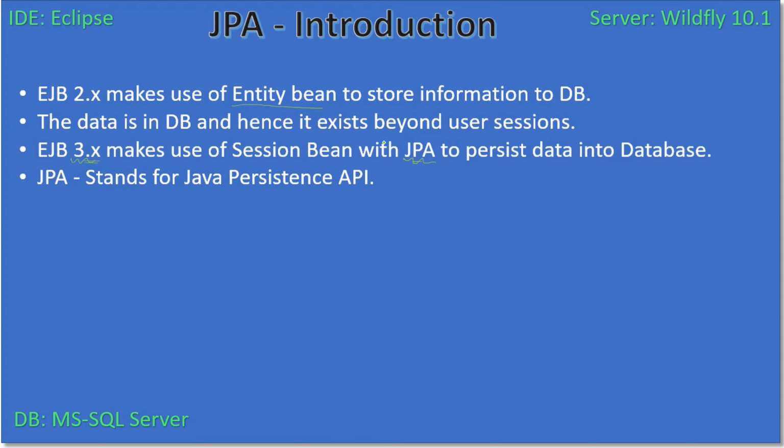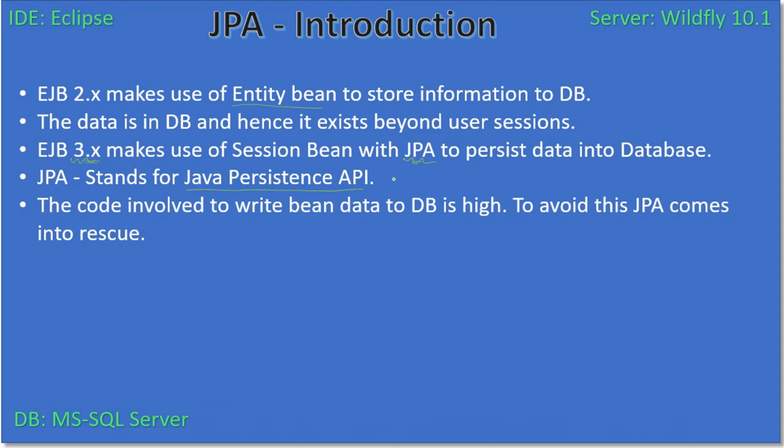Here we are talking about JPA, right? JPA stands for Java Persistence API. Persistence means storing something, and here we store the data into the database. So there is an API, the Java Persistence API, which provides rich functionality to store and retrieve data from the database. The code involved to write bean data to the DB is high. To avoid this, JPA comes into the picture. And in EJB 3.x, the combination of JPA with EJB is famous.